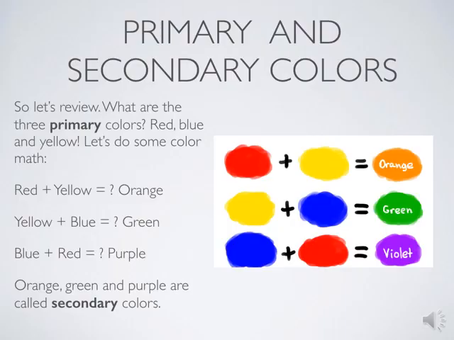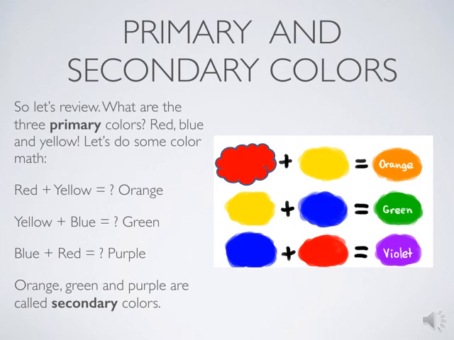Now we have the primary and secondary colors. So let's review what are the three primary colors. The three primary colors are red, blue, and yellow. Let's do some color math.